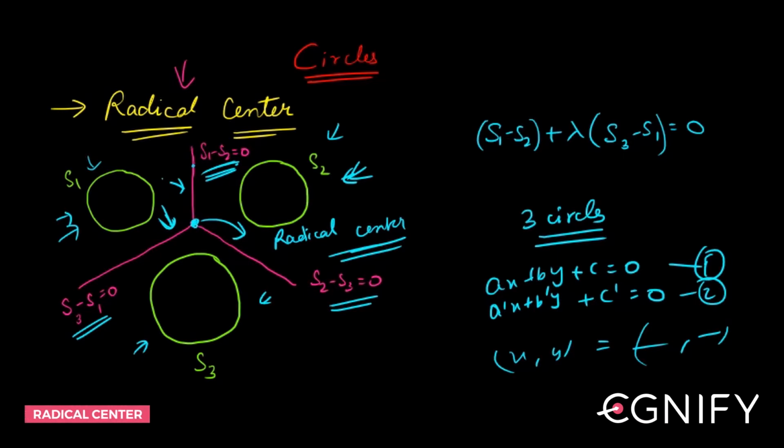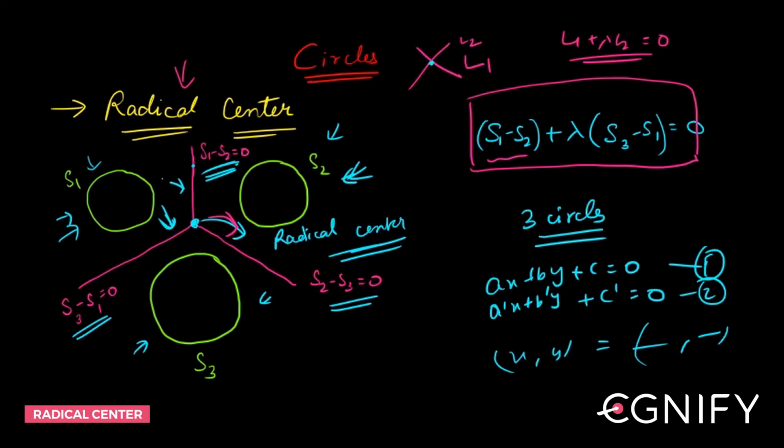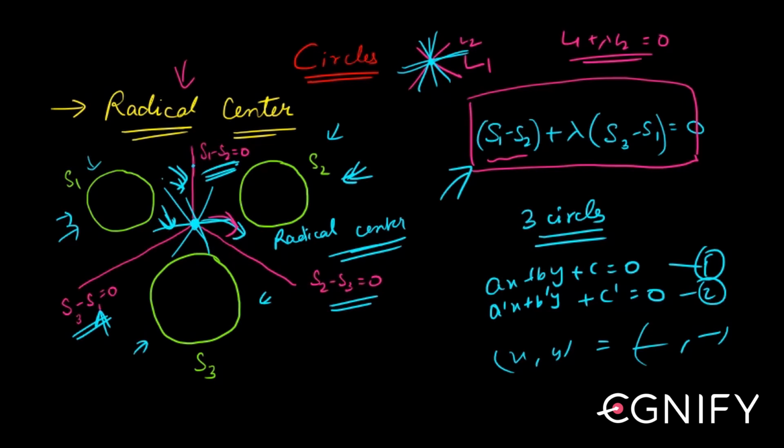Also, this particular term is basically the family of straight lines passing through this radical center. We've already seen the concept of family of straight lines. If I have one straight line L1 and another straight line L2, then L1 plus lambda L2 equal to 0 is the family of straight lines, or the collection of all those lines which pass through the point of intersection of L1 and L2. Likewise here, this is your L1, this is your L2, right? So the collection of all those lines which pass through this point of intersection is all there in this equation, in this family of straight lines.